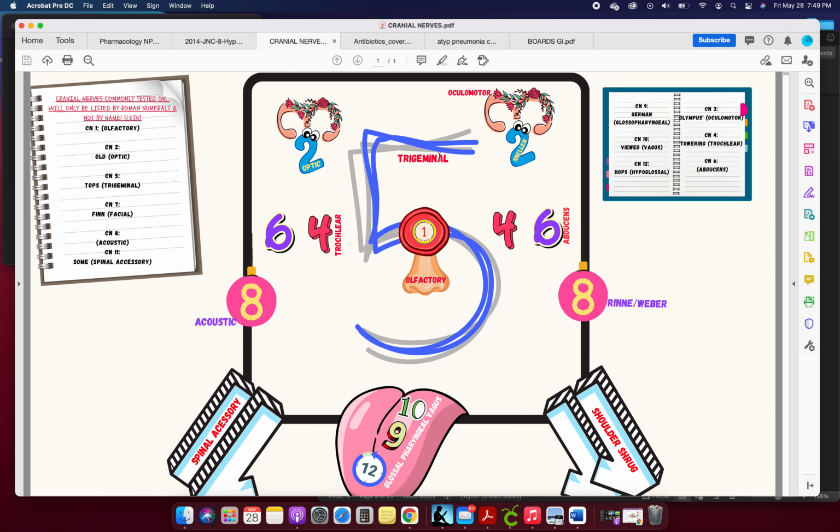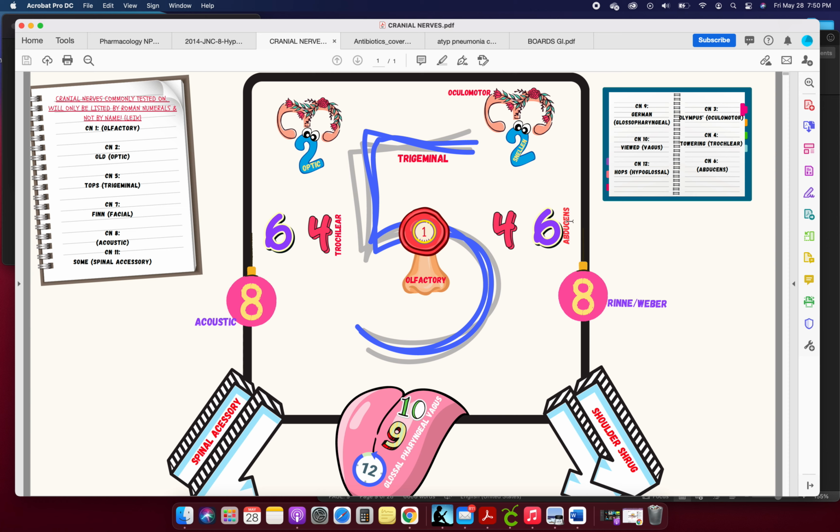And then cranial nerve 5 is your trigeminal nerve, which represents here the center of the face, in addition to cranial nerve 1, which represents your olfactory nerve. So I put that there as well. And then moving on to cranial nerve 4 and 6.